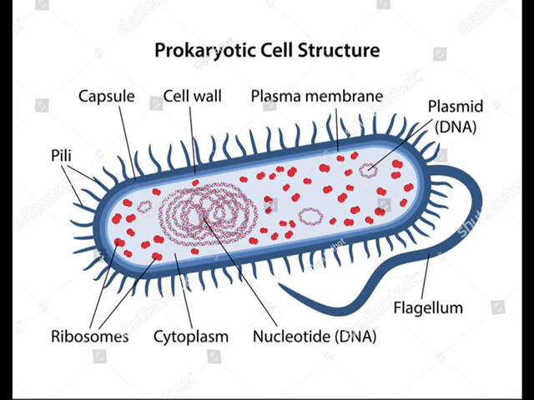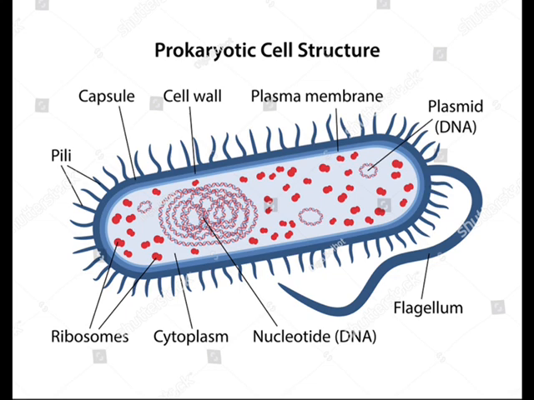Nucleotides are the building blocks of DNA and also RNA. They are made up of sugars, like pentose sugars, that are attached to a phosphate group and a nitrogenous base, which can be a purine or a pyrimidine. Now, the flagella. A flagellum in bacteria, in prokaryotic organisms or anywhere else, is for locomotion, for movement.